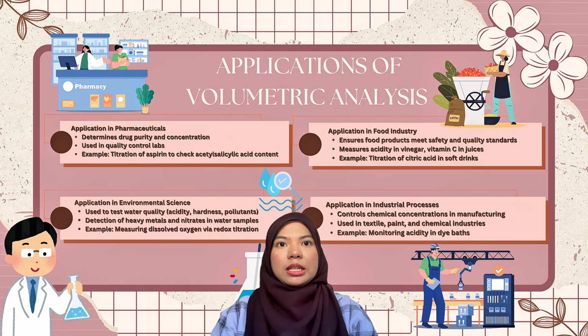And lastly, in industrial processes, it helps control chemical concentration during manufacturing. It's widely used in industries like textiles, paints, and chemicals. For example, monitoring acidity in dye baths.